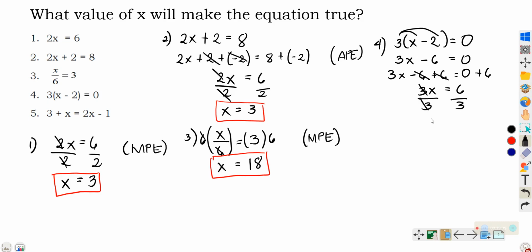Makakancel na po. X will become 6 divided by 3 is 2. Okay? So, dahil x na yan, ayan, siya na yung final answer. Check natin kung ito nga ang tamang sagot. So, pag ginawa natin ito, 2 minus 2 is 0. 3 times 0 is 0. Correct. Okay?